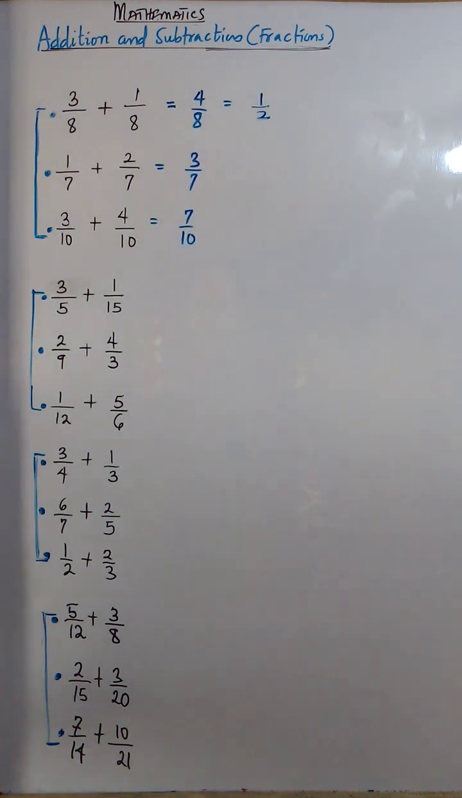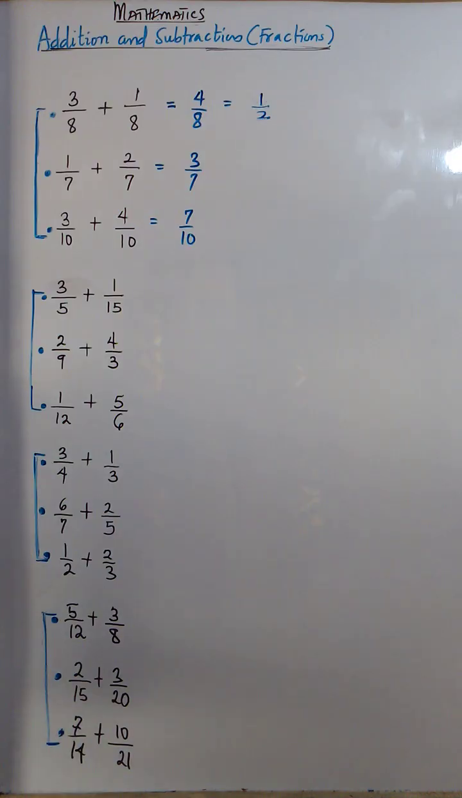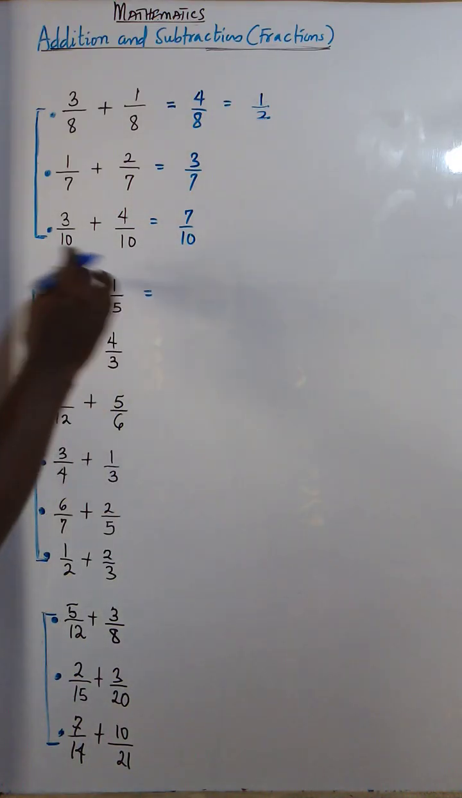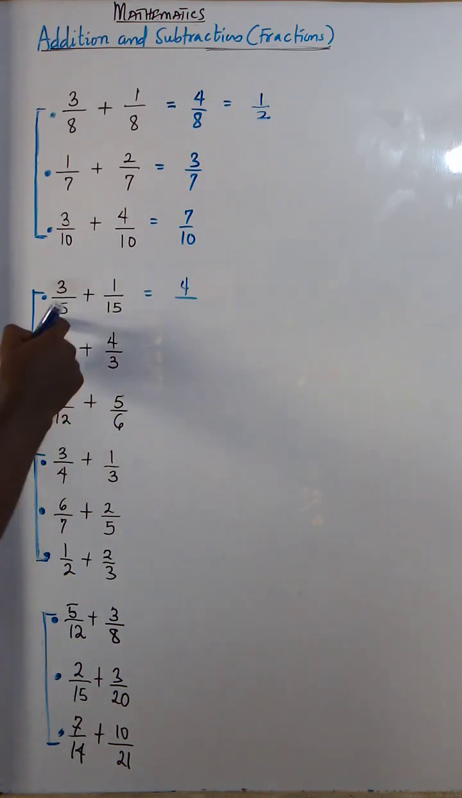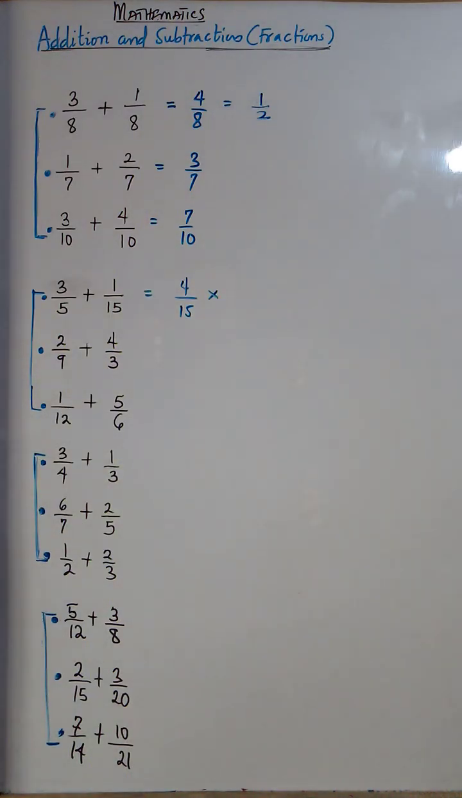But if they do not have the same denominator, we cannot just add. One of the mistakes some students make is to say 3 plus 4, then 5 plus 15. This is wrong. You can only add if they have the same denominator. Now that they have different denominators, what can we do to make them the same?